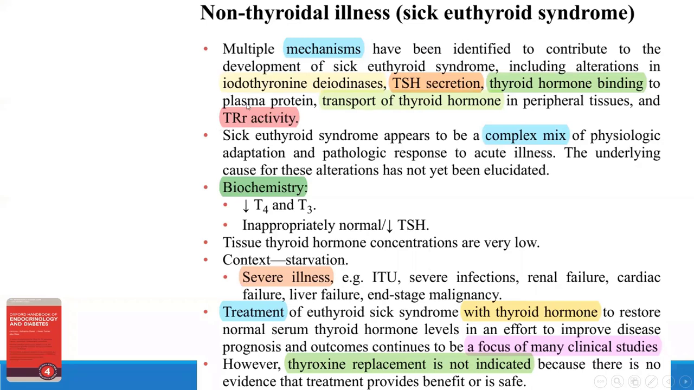So the most important point in non-thyroidal illness syndrome or sick euthyroid syndrome is that T3 and T4 are decreased and TSH will be normal or low. So non-thyroidal illness is called low T3 syndrome. T3 is low, T4 is low, TSH is low or normal. Don't forget that it is a severe illness.